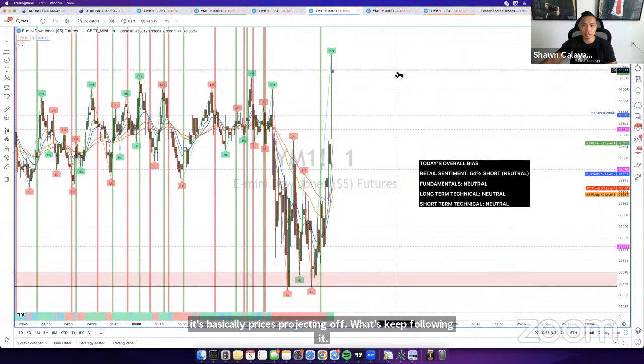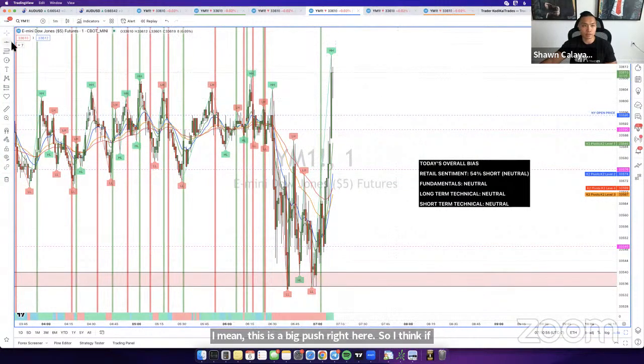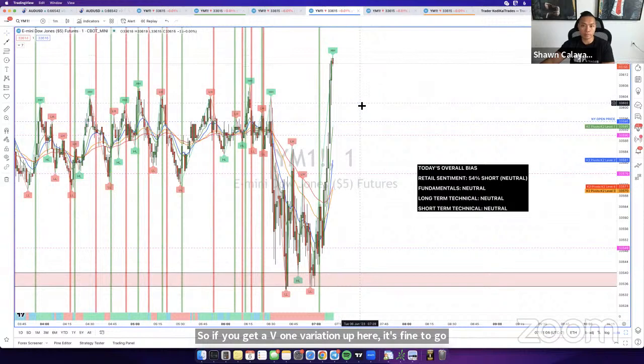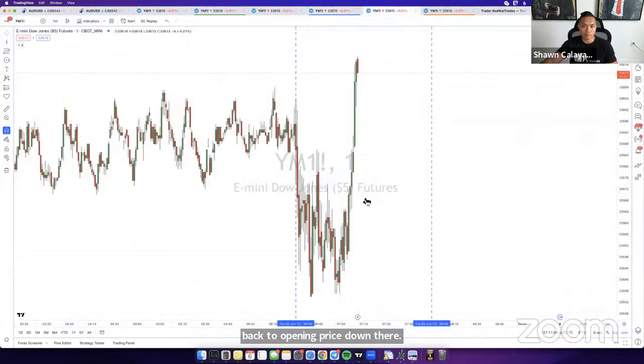So I think if price does come back down, it's going to retrace back to opening price. So if you get a V1 variation up here, it's probably going to pull back to opening price down there, if and when it does happen. I don't know when it'll happen, but eventually we'll see where that plays out.